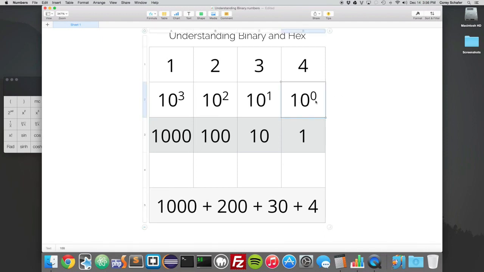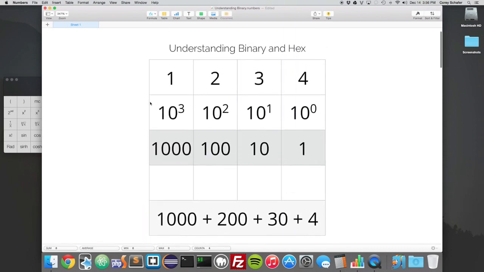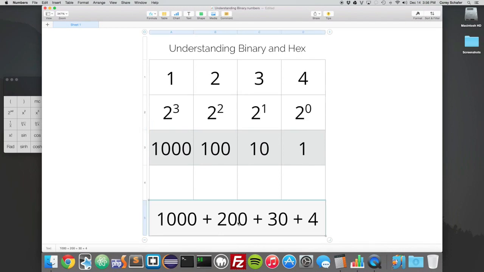For binary, whenever we switch from base 10, we just switch out this base 10 for a base 2. So let me go down here to understand this a little bit better. Let me paste these in.